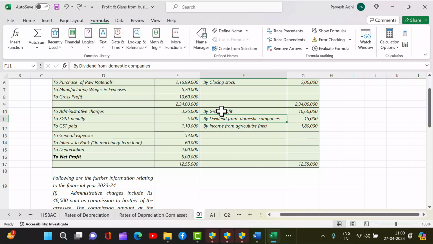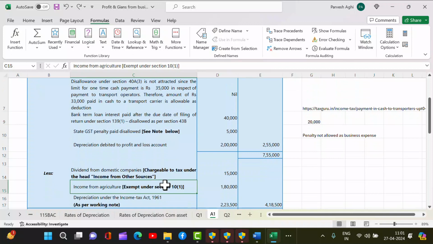By dividend from domestic companies 50,000, income from agriculture net 1,80,000. So that means we are going to make an adjustment here. These two we are going to reduce, because this actually increases net profit. We need to reduce it because this is not shown as income from business or profession. This is exempt, and this will be shown as income from other sources under a separate head. Okay, is that clear?